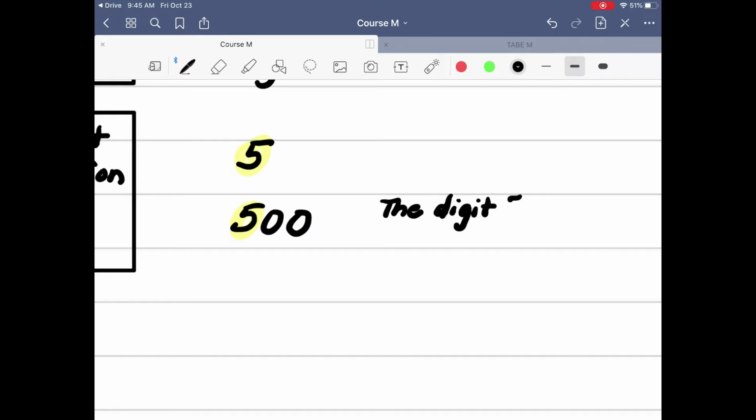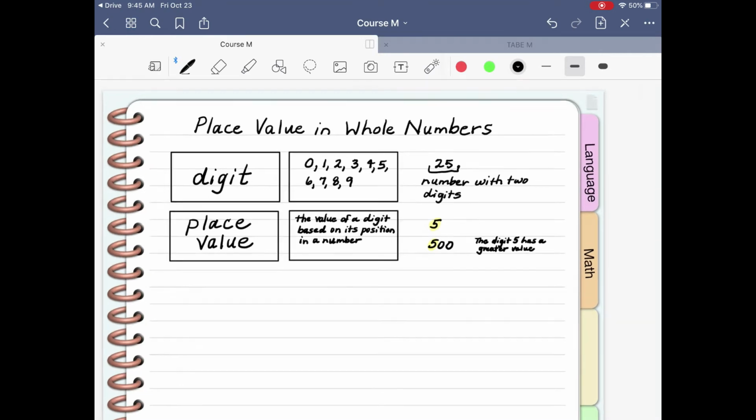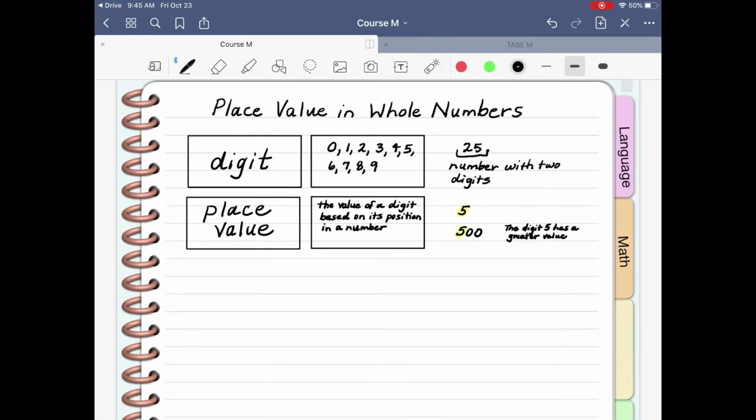And that's what we're talking about here. We are talking about the value of a digit, based on its position in a number. And we are going to spend our entire lesson working on that. So if that's not making much sense right now, just bear with me for a little while and it should get a little better.